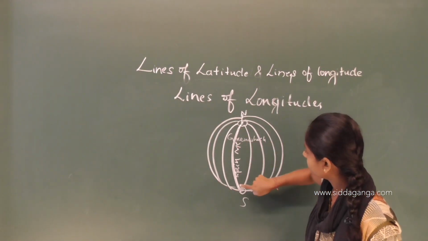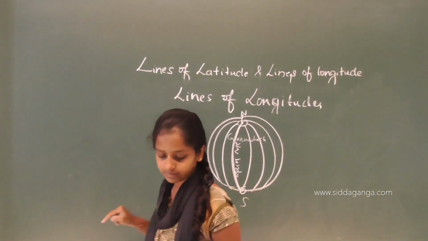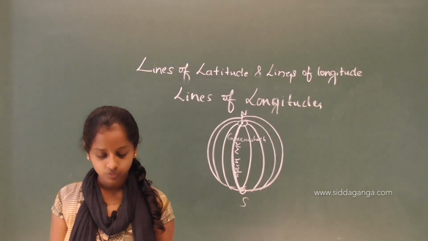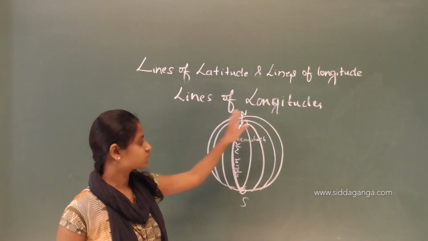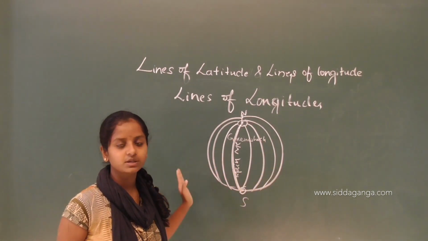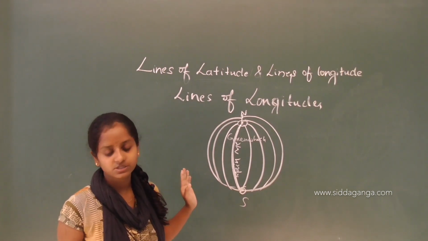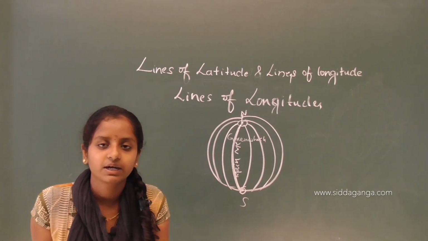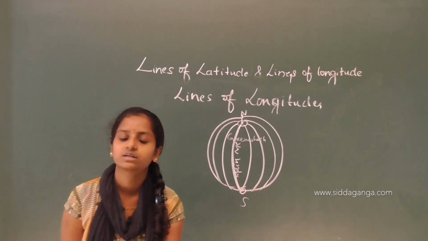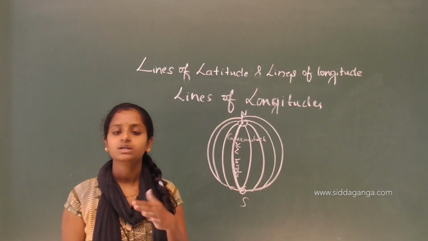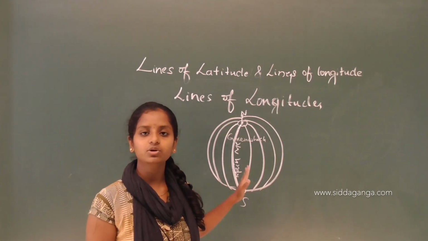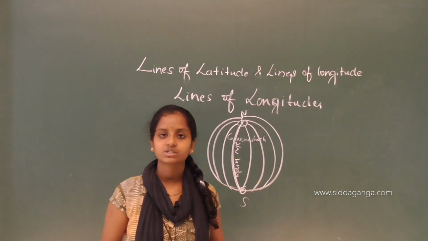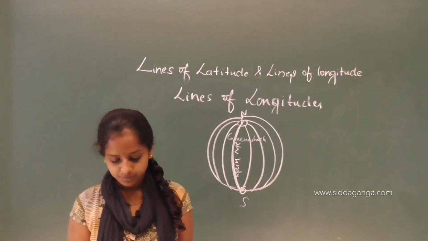Okay, so this is the main meridian, and that is taken as 0. This main meridian divides the total world into 2 hemispheres, the western hemisphere and the eastern hemisphere. We have seen in the latitudes part that the equator divides the world into 2 parts, the southern hemisphere and the northern hemisphere. In a similar way, this main meridian or prime meridian divides the whole world into the western hemisphere and the eastern hemisphere.